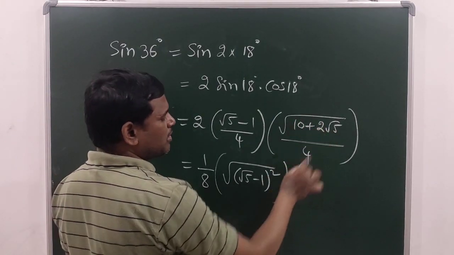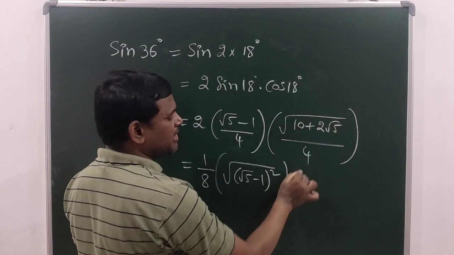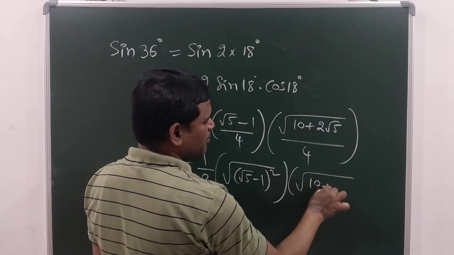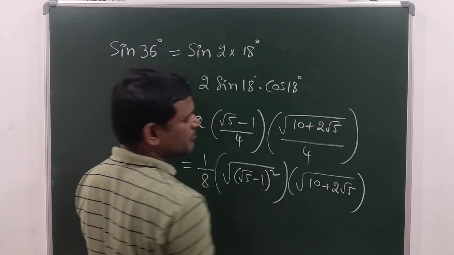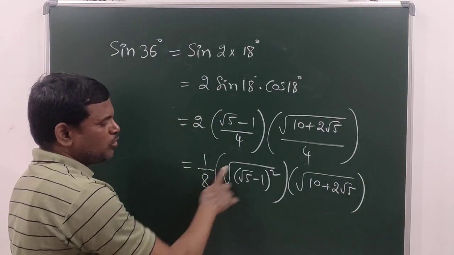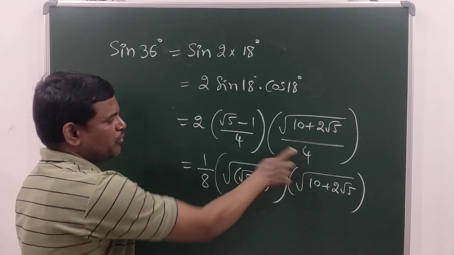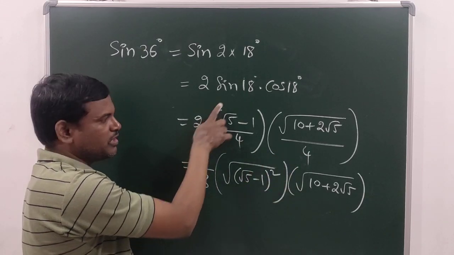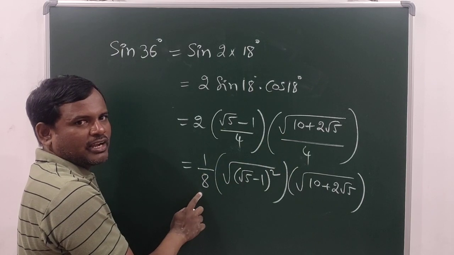So now this one, I am not disturbing anything. I am writing as it is: 10 plus 2 root 5. I hope you have understood this step. 4 4s are 16. Here numerator 2 is there. 2 1s are 2, 2 8s are 8, I wrote.